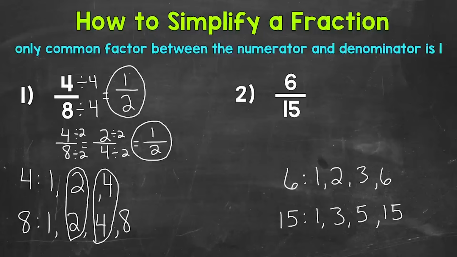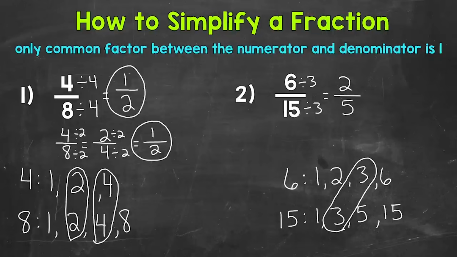So let's look for any common factors. Well, 1 is a common factor, but we want something greater than 1. We have a greatest common factor of 3. So let's divide our numerator and denominator by 3. 6 divided by 3 is 2. 15 divided by 3 is 5. Now, the only common factor between 2 and 5 is 1, so we are done. We are simplified. 6/15 in simplest form is 2/5.